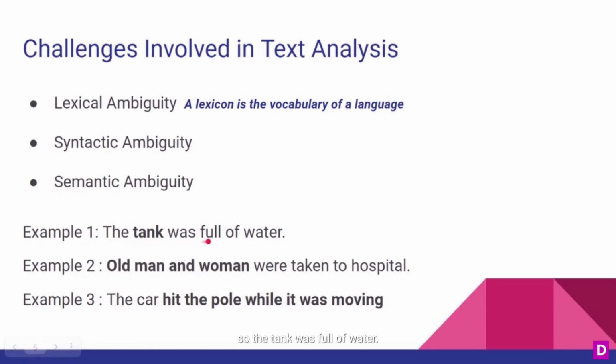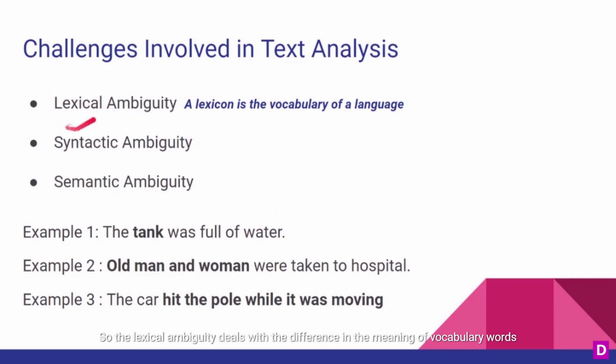In the very first example which I am pointing out here, the tank was full of water. It is a sentence which is grammatically correct, and it consists of all the forms of words, right? In the NLP aspect, it consists of vocabulary terms such as tank, full, water, and stop words such as the, was, of. So we directly categorize the sentence into words, and further we categorize the words into vocabulary words or stop words.